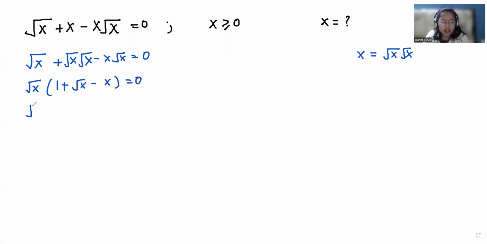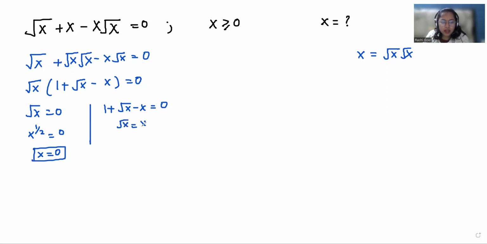So now two cases arise: either square root x is equal to 0 or 1 plus square root x minus x is equal to 0. So here we can write it as x to the power 1 by 2 is equal to 0, so x is equal to 0 in this case. Now here we can find the value of root x as x minus 1, and then square both sides.